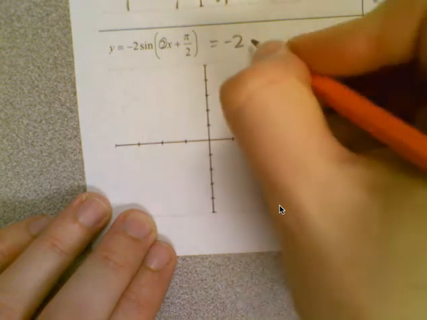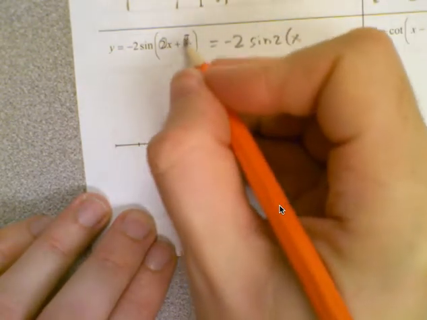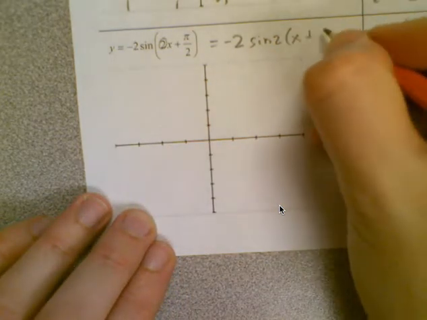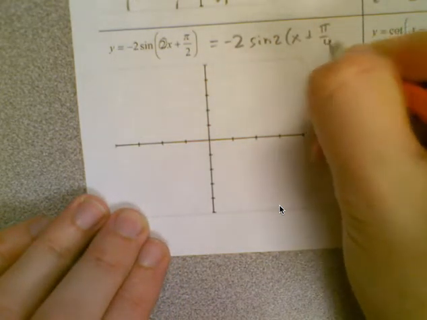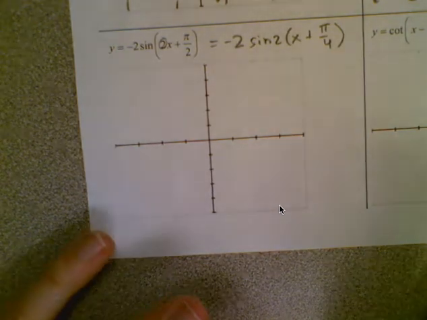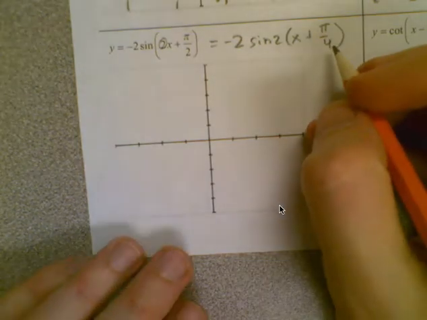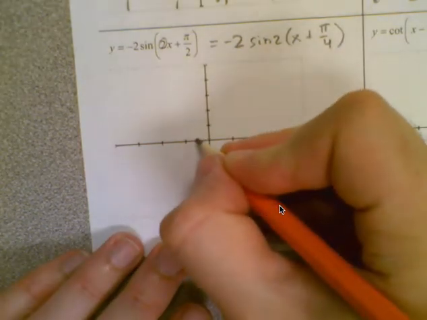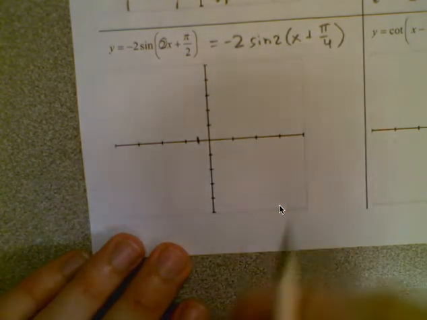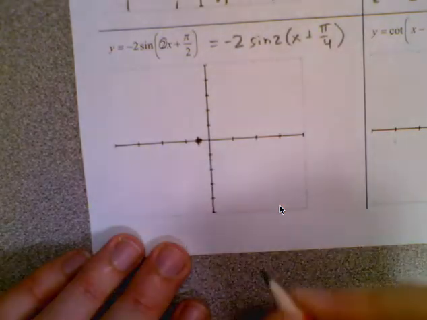So if we factor out that 2, what we're left on the inside has to be pi over 2 divided by this 2. And if you divide pi over 2 by 2, you're going to get pi over 4. So this isn't going to be hard, but it's going to be a little bit off the graph. So we have a horizontal shift of pi over 4 to the left. Pi over 4 is right about there. We have no vertical shift, and because it's a sine function, we're going to start right on the midline.